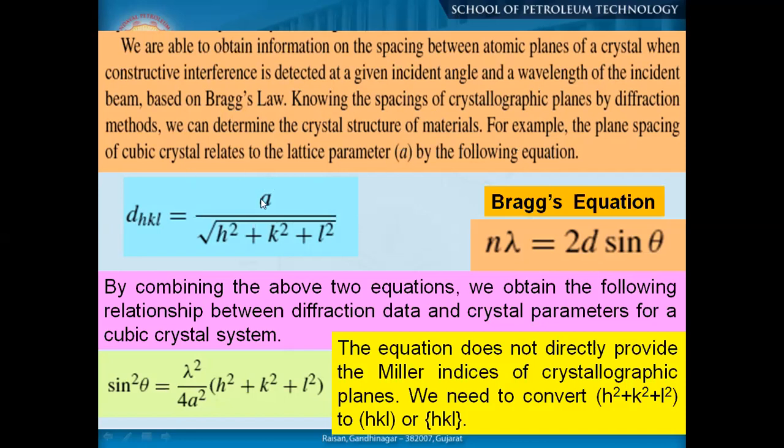For cubic, if the lattice parameter length is a, then h k l are the Miller indices. You can understand this Miller indices, h k l, through which we can understand the different orientations of the crystallographic planes. So this is generally okay.